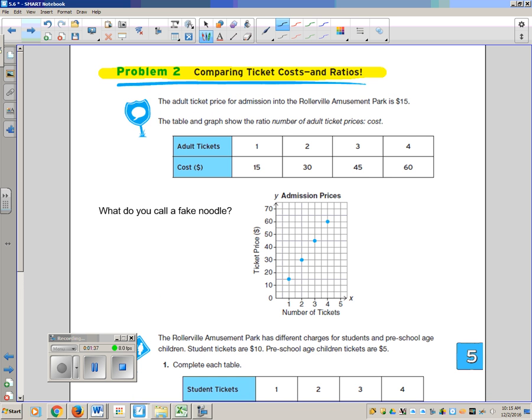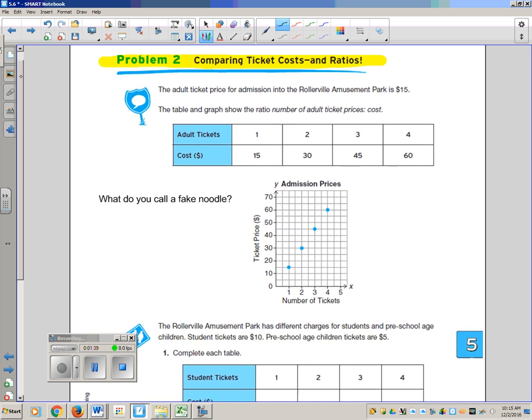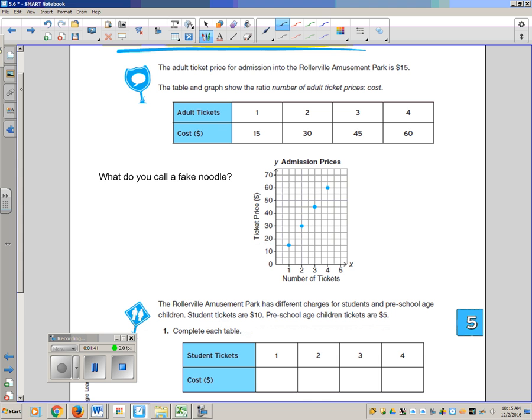Okay. Let's go to problem 2. The adult ticket price for admission into the Rollerville amusement park is $15. The table and graph shows a ratio of number of adult tickets to the cost. Adult tickets, 1 for 15, 2 for 30. They've already graphed it for you. Go over 1, up to 15.